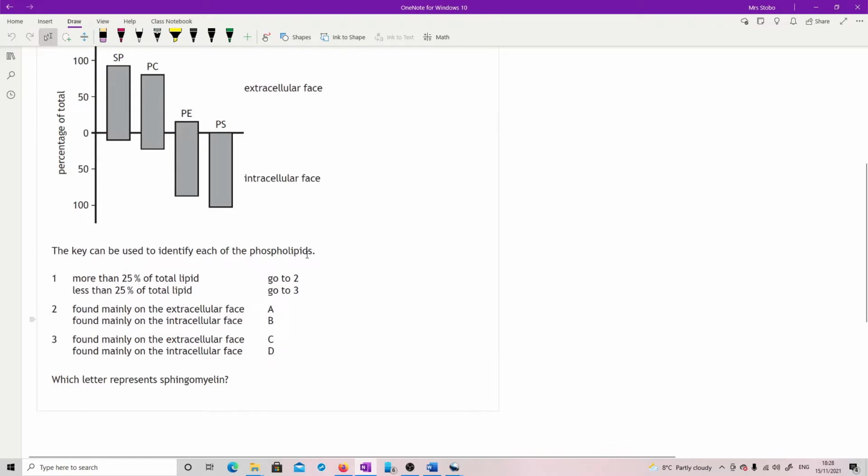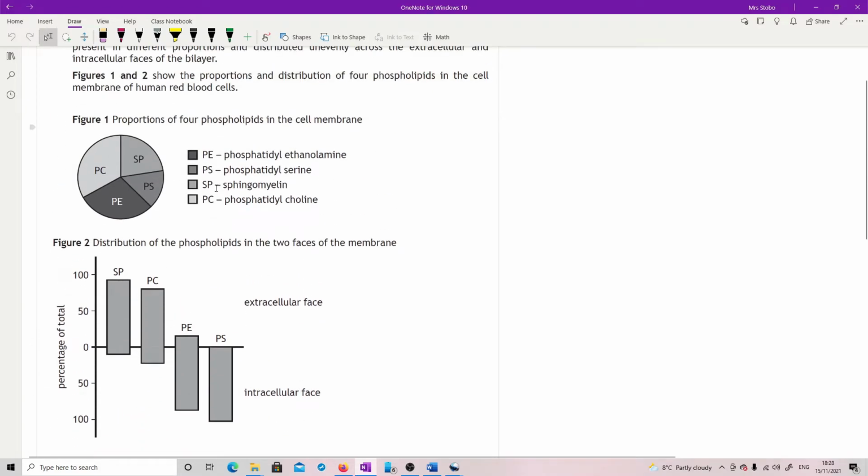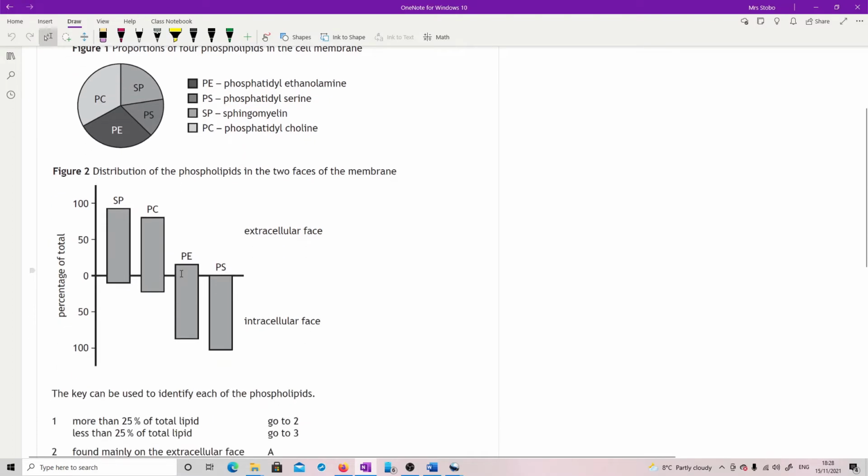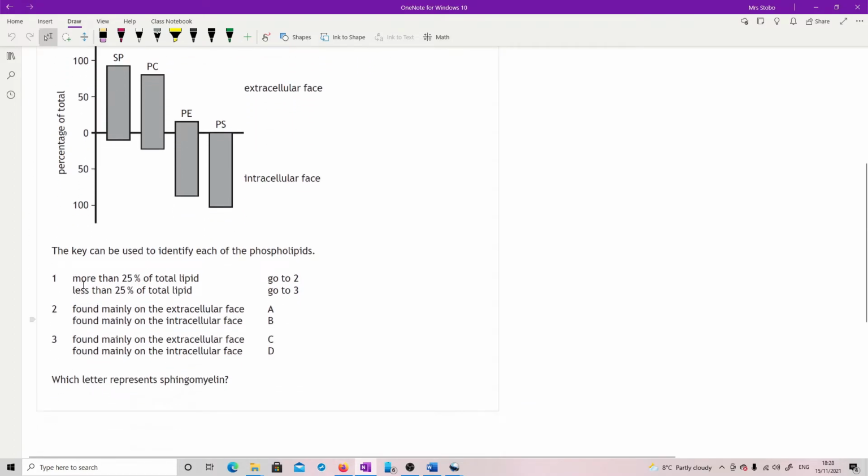We then have a key. The key can be used to identify each of the phospholipids, and it says which letter represents, I'm not even going to say it, sphingomyelin. It's myelin at the end. Right, so let's go look for that. This is SP here. It's just under 25% of this, and very much, that was the first one we saw, on the extracellular face. So first question, is it more than 25 or less than 25? I've just said that it is less than 25, so I'm going to 3. Is it found mainly on the extracellular or the intracellular? Very much on the extracellular. Answer is C. I see it's a lot of reading, but in reality that's not a hideous question.